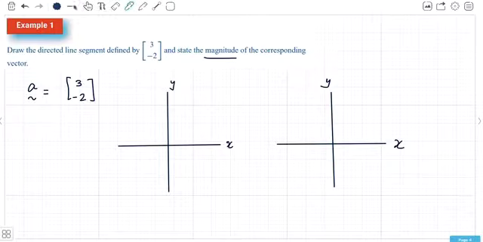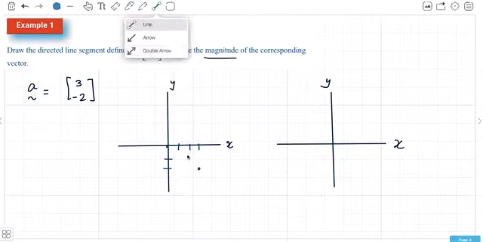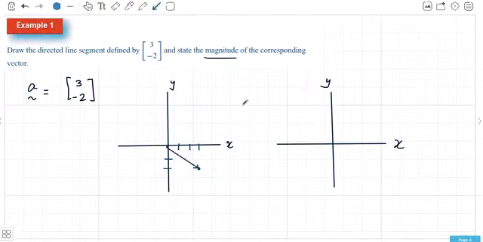If we wanted to, and I think the easiest way to do a question like this would be to start at the origin and to say that we have to go 3 across, then we have to go 2 down. So that would be the point there. And because a vector has a direction and a magnitude, I'll do this with a line actually, so it's a bit more exact. That would be your vector there.